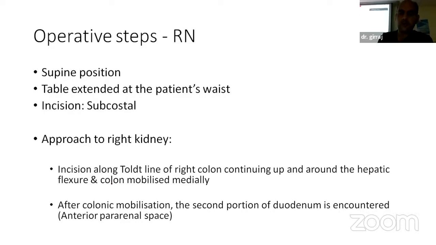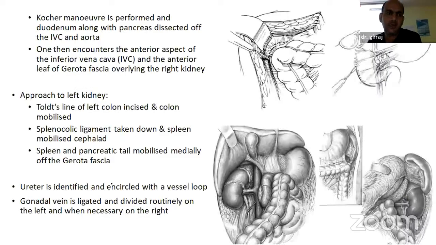After colonic mobilization, the second portion of the duodenum is encountered, and the duodenum is mobilized medially by the Kocher maneuver. After the Kocher maneuver, the duodenum along with the pancreas is dissected off the IVC and aorta, and the anterior surface of the IVC and anterior surface of the aorta fascia is exposed.